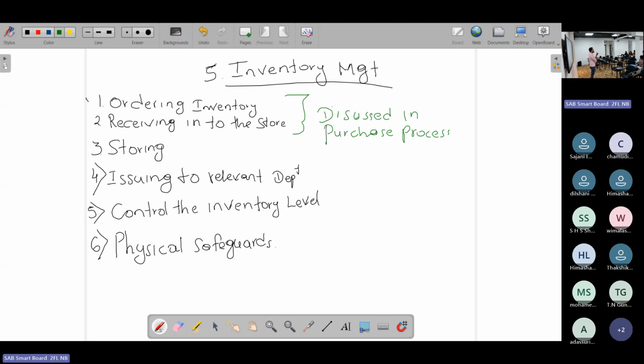Why is inventory control important? To avoid unwanted cost. Second one, without interrupting your business, you should maintain inventory in a proper manner. Inventory control you should have. And third one, certain items, vegetable items should be maintained in a proper manner.